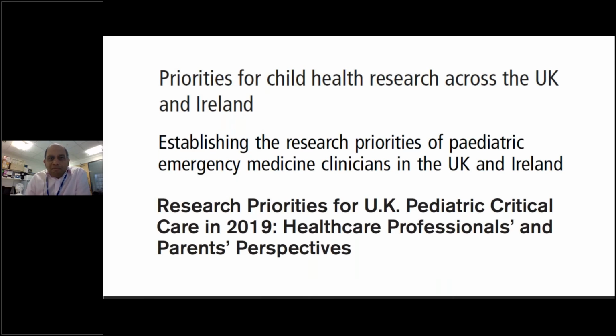So how do you find out what the right questions might be that are important for people? You do surveys and you ascertain through surveys what people want. So these are 3 examples. The first one was published on November 21, so only a few months ago. This is child health research, so general pediatric research priorities involving surveys of clinicians.